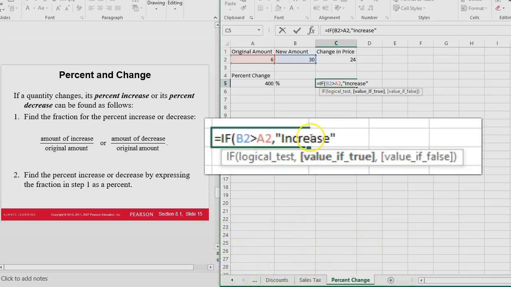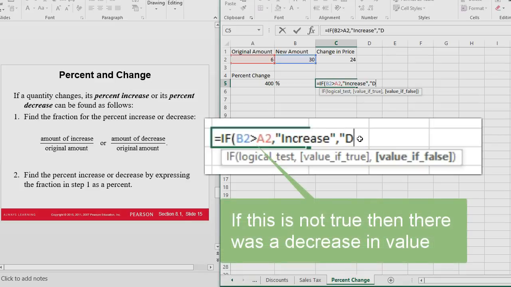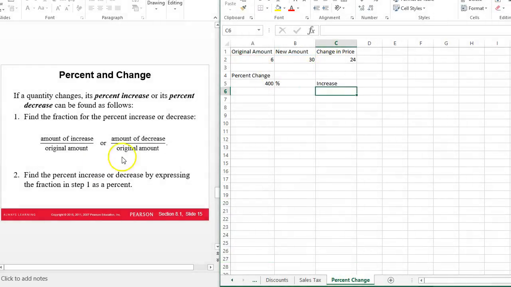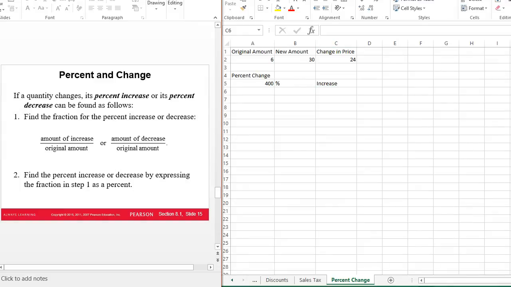Alright, and then value if false, I'm going to put a comma, and then if it's not bigger, then it's a decrease. And then we'll close it off. Okay, so this was an increase. Now let's look at the other example.